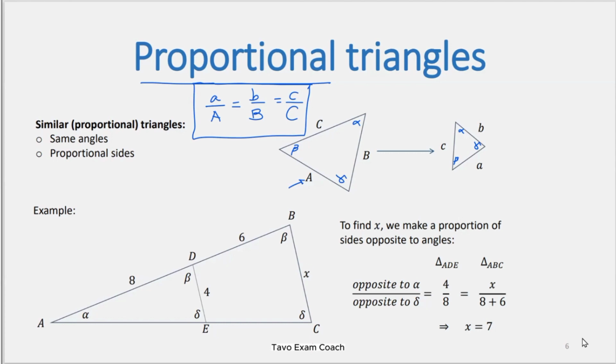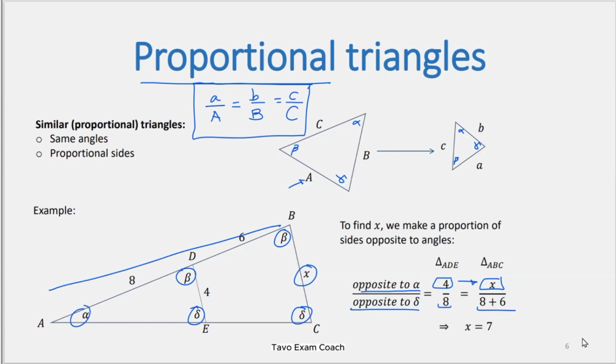For example, here, how do we find x? Notice that these two triangles in the figure are proportional because they possess the same three angles. So you can say that the sides opposite to the angle alpha in both triangles, which are x and the other, are directly proportional to the lengths opposite to angle delta, which are 8 and 8 plus 6, that is this combined length, 14. So you can always establish a direct proportion that can be used to solve any unknown segments.